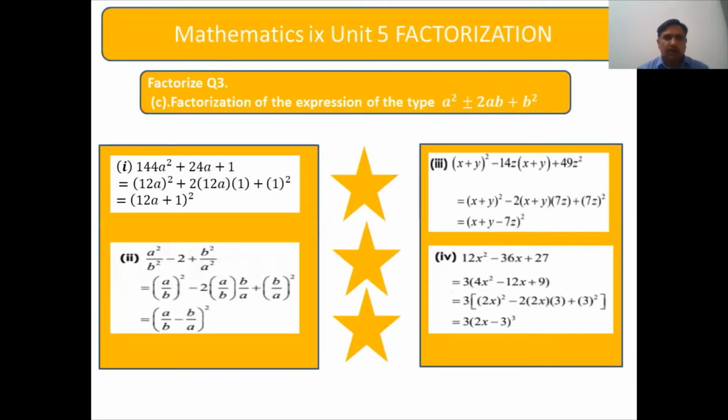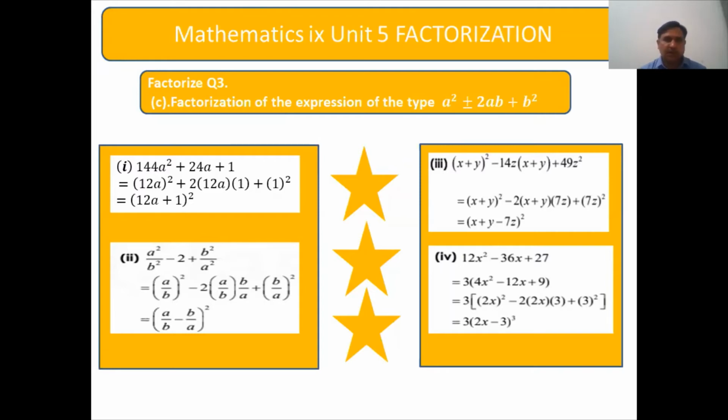So question number 3, factorization of the expression of the type a square plus minus 2ab plus b square. If we have a square plus 2ab plus b square, then we write this as a plus b whole square. And if the expression is a square minus 2ab plus b square, then we will write this as a minus b whole square.